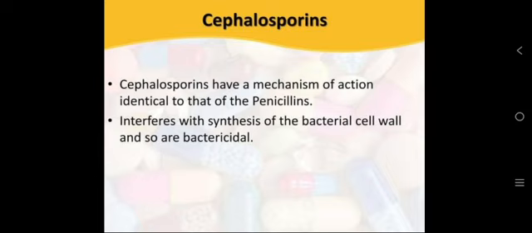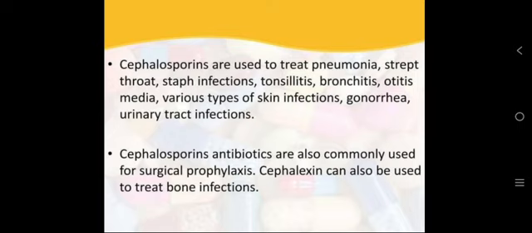Then cephalosporin. Cephalosporins have a mechanism of action identical to that of penicillin: interference with synthesis of the bacterial cell wall, and so are bactericidal. Cephalosporins are used to treat pneumonia, streptococcus, and some infections such as urinary tract infection, etc. Cephalosporin antibiotics are commonly used for surgical prophylaxis.